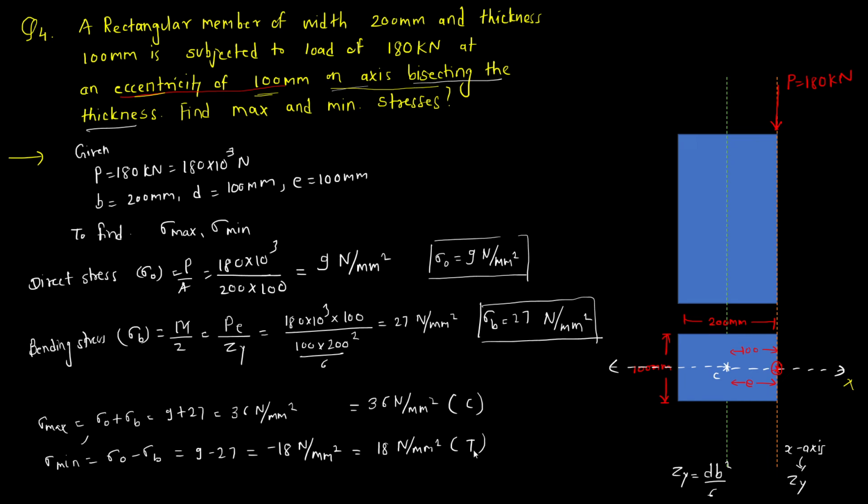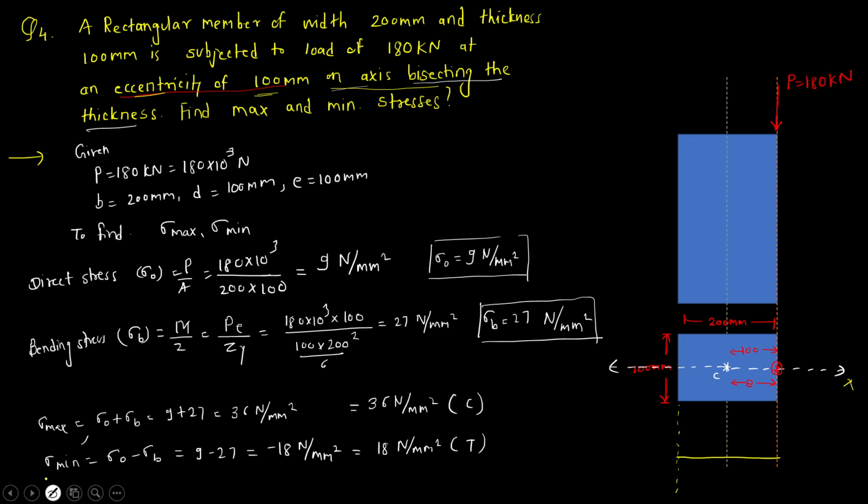Now here one more thing we'll do in this question, we'll draw the stress distribution diagram. In the previous questions we have not drawn it, but in this question we'll try to draw. It is very easy to draw. First draw the zero line. So this is the zero line.